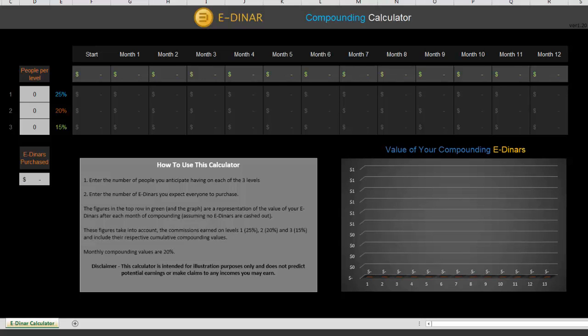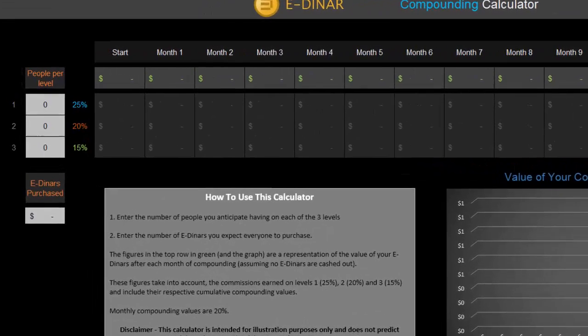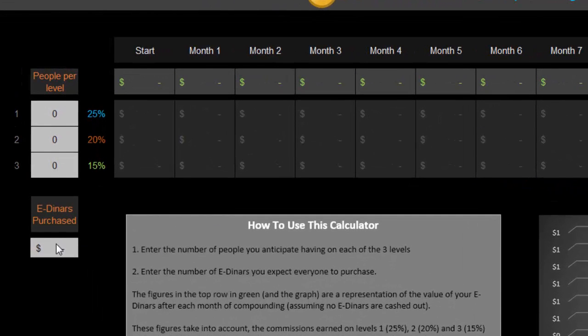This is just a quick demonstration of the E-Dinar calculator. It's working out over 12 months what the growth, the compounding would be at 20%. In this box here, you type in the amount of dinars you purchased. So in this example, let's say you've purchased 100 dinars.